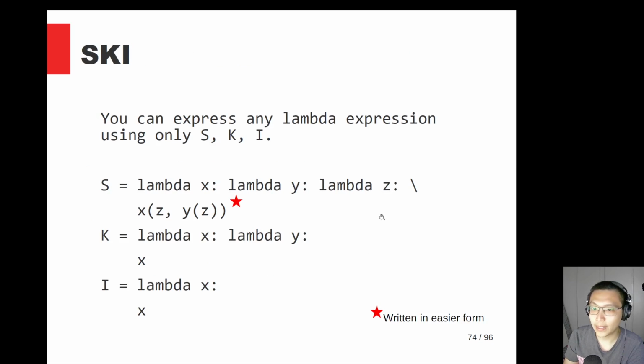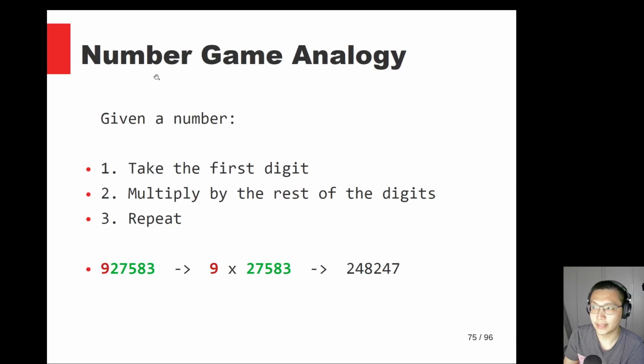So how would I describe this, or what would be an analogy? The analogy I would choose is the number game analogy. Think of an example. You start off with any number, take the first digit and multiply it by the rest of the digits, and you repeat it again and again. Eventually, if you continue this process, your number will get smaller and smaller.